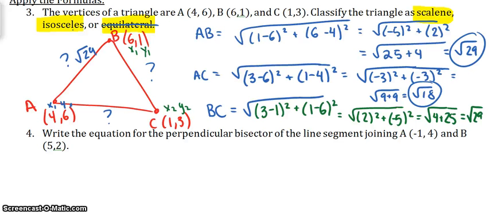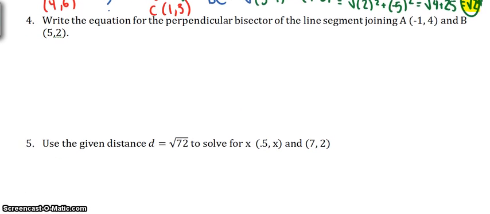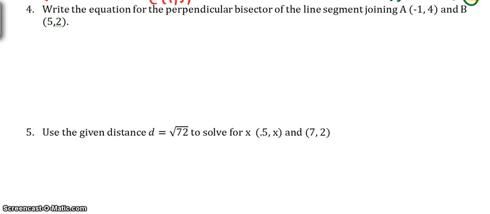Okay, check your work with mine. Again, I hope you're trying these on your own to make sure that you're okay with the computations. You should have gotten that BC has a length of the square root of 29. Now, notice that BC and AB have the same length. So think to yourself for a second, what does that mean in terms of what kind of triangle they are? Of course, I remember two sides of the same length is isosceles. So you solve the problem using your distance formula. Exciting, right? Number 4, write the equation for the perpendicular bisector of the line segment joining A and B.